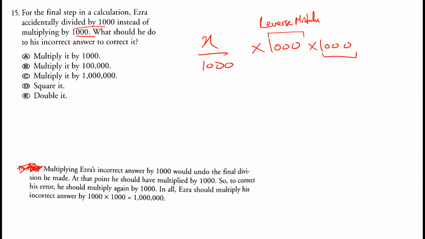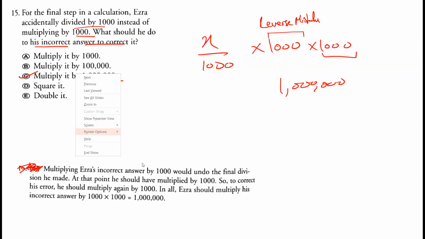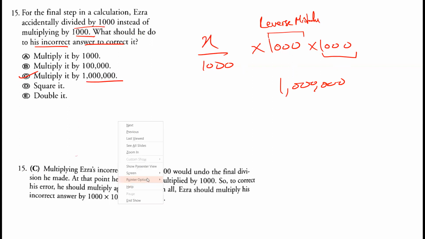So what should he do to his incorrect answer to correct it? We need to multiply it by 1 million. So option C holds true.